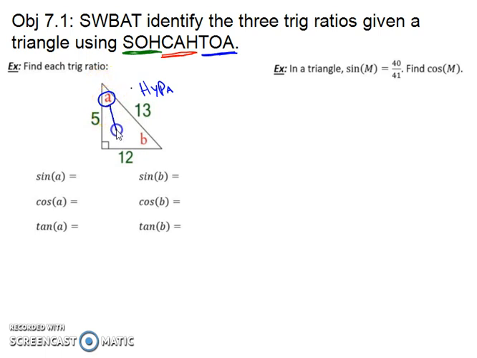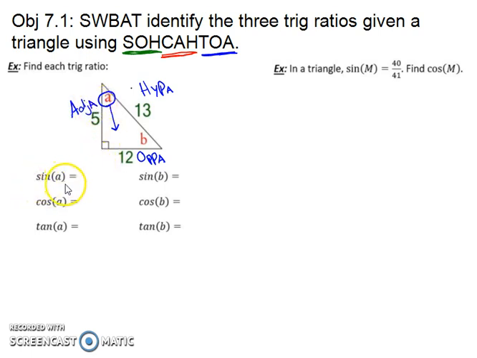So across from angle A is 12. So I'm going to write opposite of angle A next to that. And then adjacent means next to. So 5 is the leg that is next to angle A. So this is adjacent to angle A.